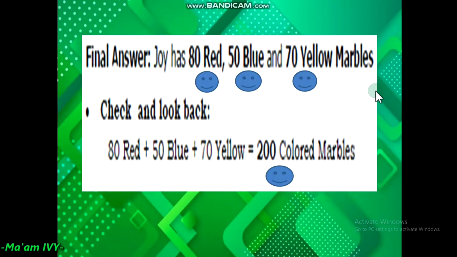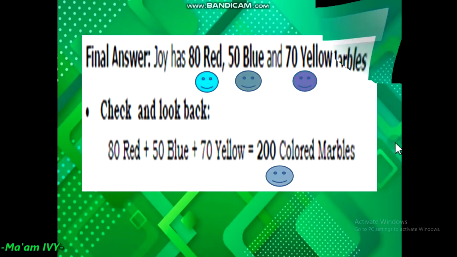After solving, we have here the final answer: Joy has 80 red, 50 blue, and 70 yellow marbles. And then you're going to check and look back. 80 red plus 50 blue plus 70 yellow equals 200 colored marbles. So that's it. That is how we solve problems.